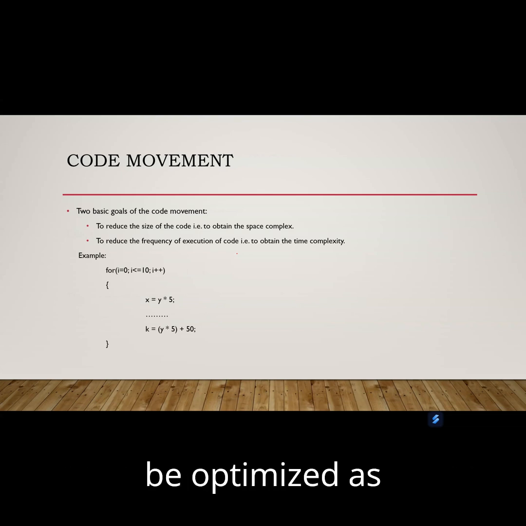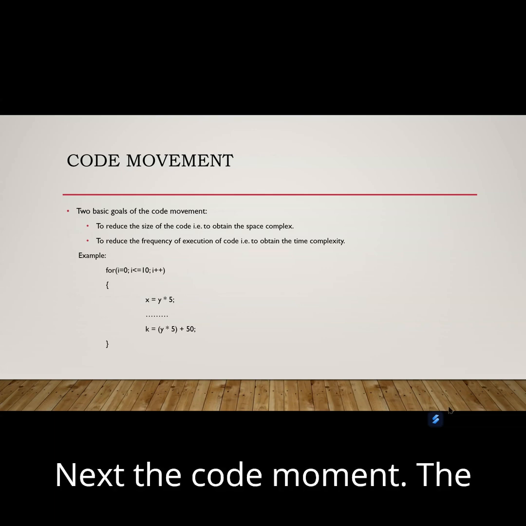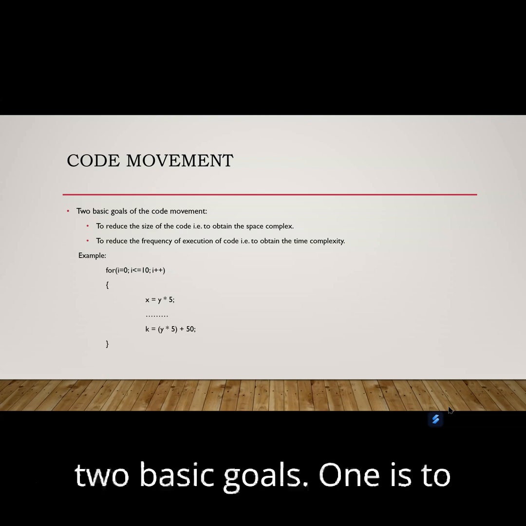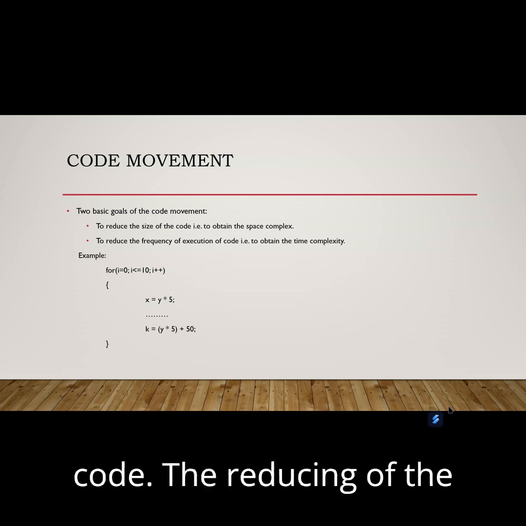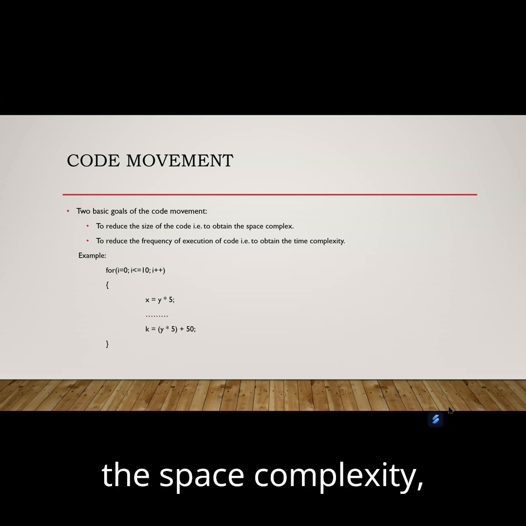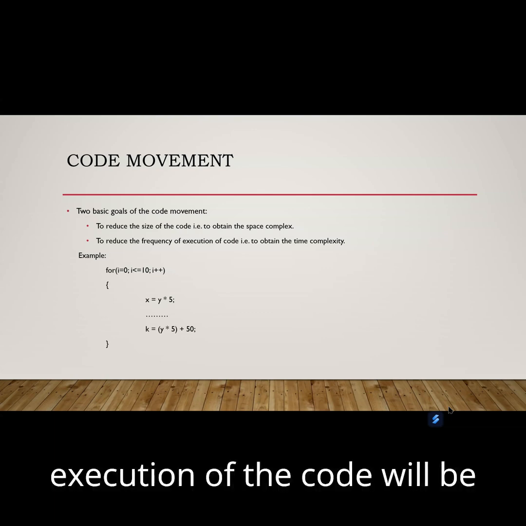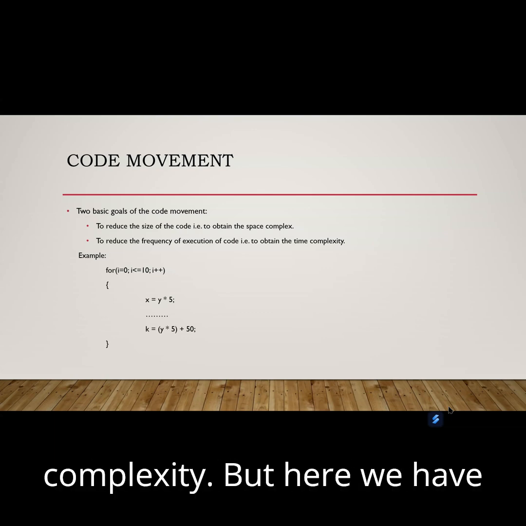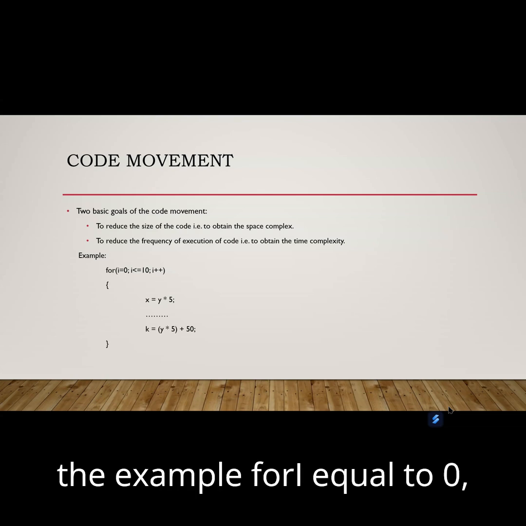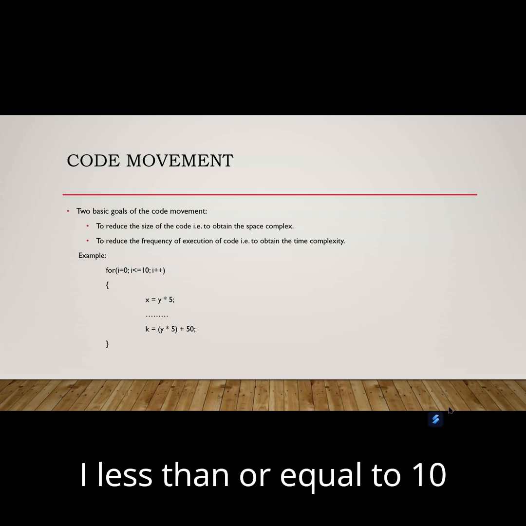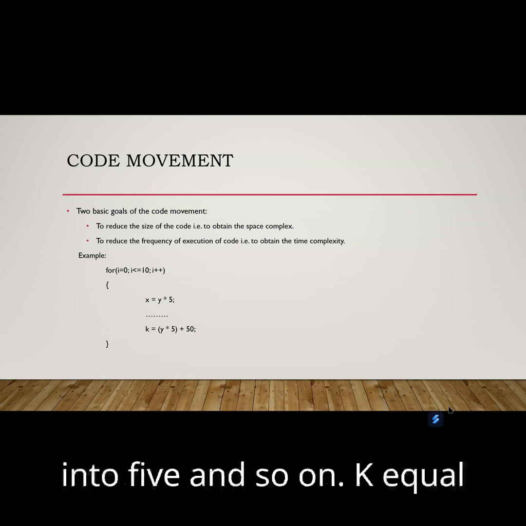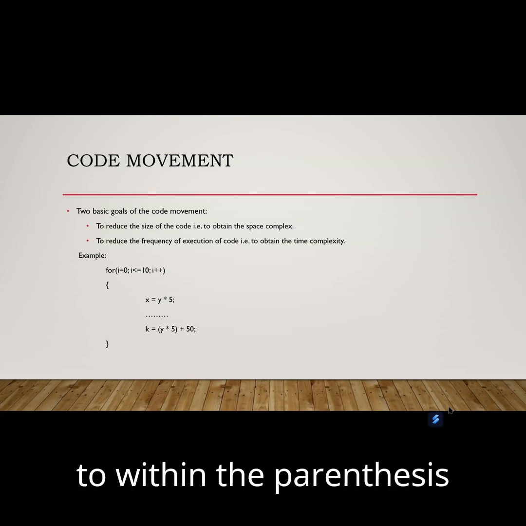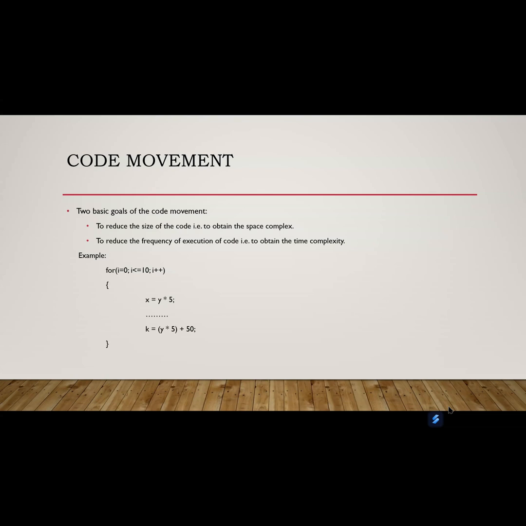This can be optimized using code movement. The code movement has two basic goals. One is to reduce the code and the frequency of execution of the code. Reducing the code relates to the space complexity. Execution of the code relates to the time complexity. But here we have the example: for I equal to 0, I less than or equal to 10, I plus plus, braces, x equal to y into 5, and so on. K equal to, within the parentheses, y into 5 plus 50.